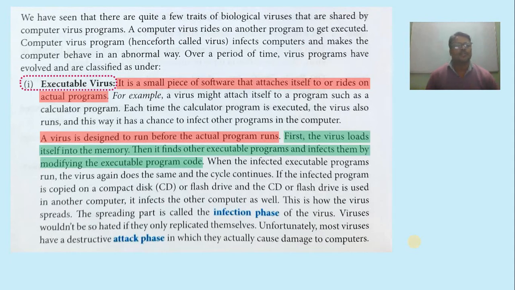First the virus loads into the memory, that means the virus program will be loaded into the computer memory. Then it finds other executable programs and infects them by modifying our executable program code. After that it will start to affect the other executable programs, and they will get infected. The spreading part is called the infection phase of the virus, and unfortunately most viruses have a destructive attack phase in which they actually cause damage to the computer.